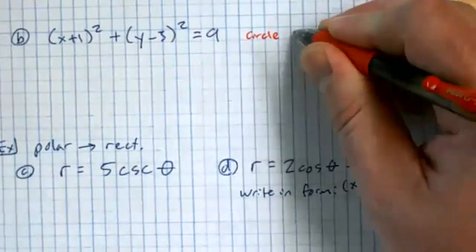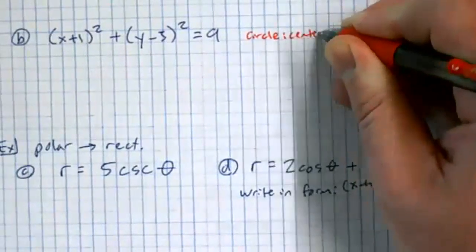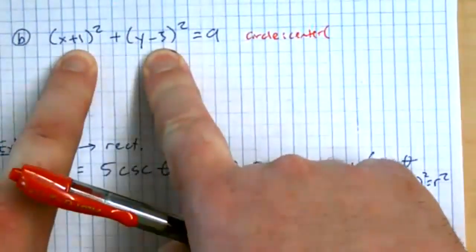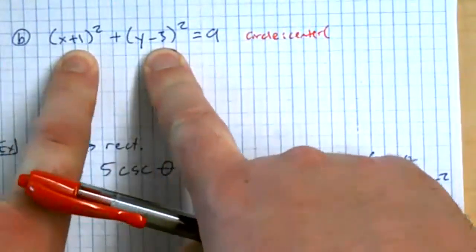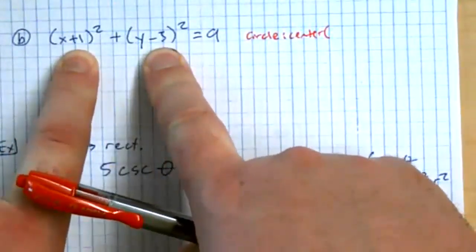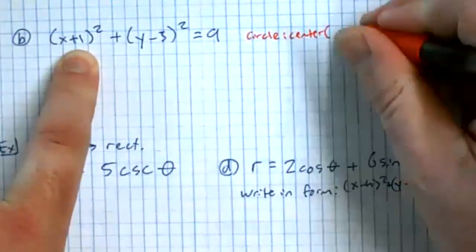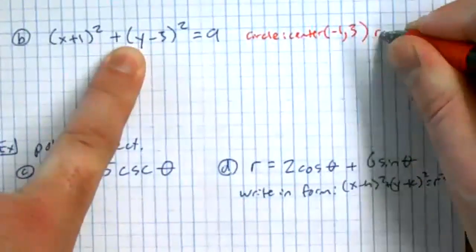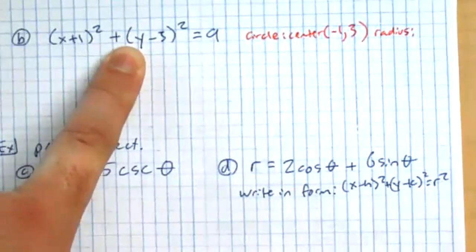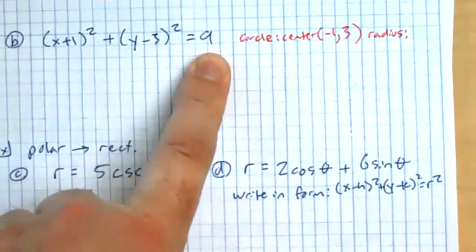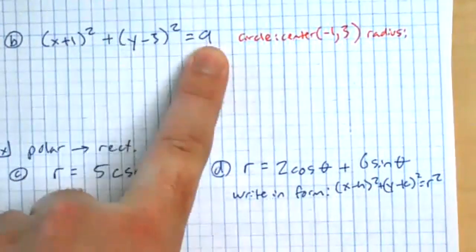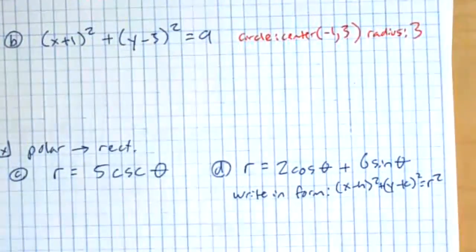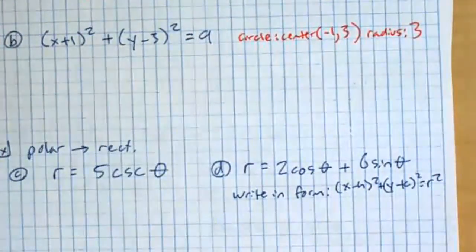Anybody want to guess where the center is? I'll tell you, it has to do with these numbers right here. And it's not 1 comma negative 3. It's negative 1 comma positive 3. And its radius is, anybody know that? It's not 9. Notice everything over here is squared. Well, this is squared too. What's its radius? 3. So it's a circle centered at negative 1 comma 3 with a radius of 3.